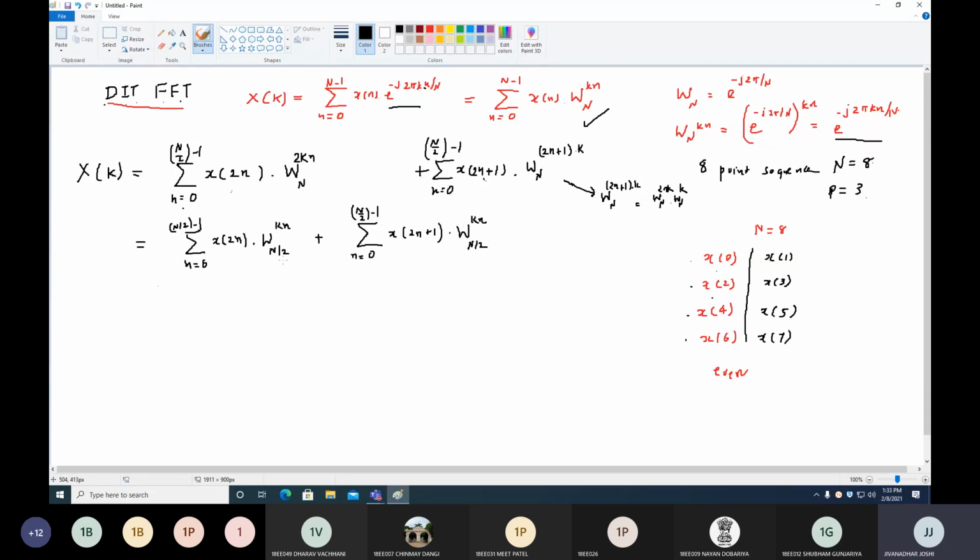But if you believe this, then this can be written as W_N by 2 raised to kn into W_N raised to k. Now this is inside the summation sign, so this can also be taken outside, right? If I multiply 2 or any number with each of the product terms, then it's a common thing. That's why I can take it outside the summation sign. Do you agree with me? Say yes or no. Yes, sir.